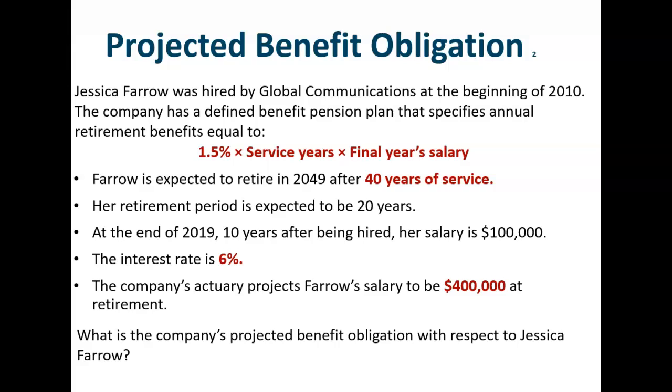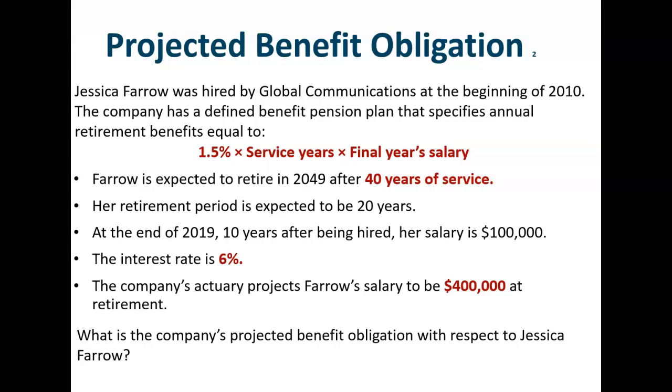Here in this illustration, Jessica Farrell was hired by Global Communications at the beginning of 2010. The company has a defined benefit pension plan. The company's plan uses the following pension formula to calculate the annual retirement benefit: 1.5% times service years to date times final year's salary.